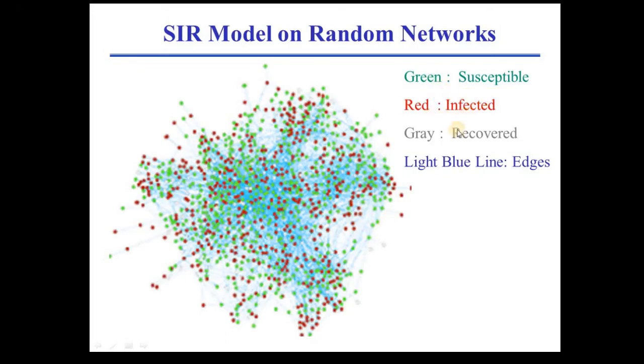Red nodes are infected and gray nodes are recovered, and all the light blue lines are basically edges. So this is a simulation that I was performing to demonstrate the SIR model on random networks. Okay, so I will show you these simulations in a couple of minutes.